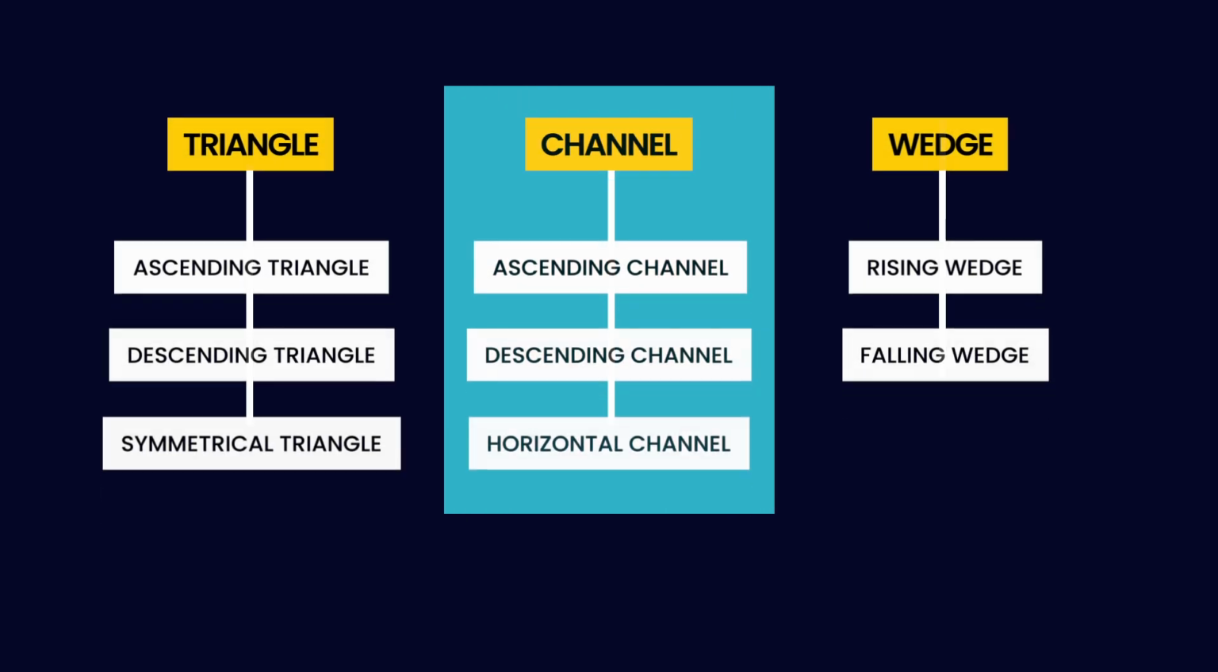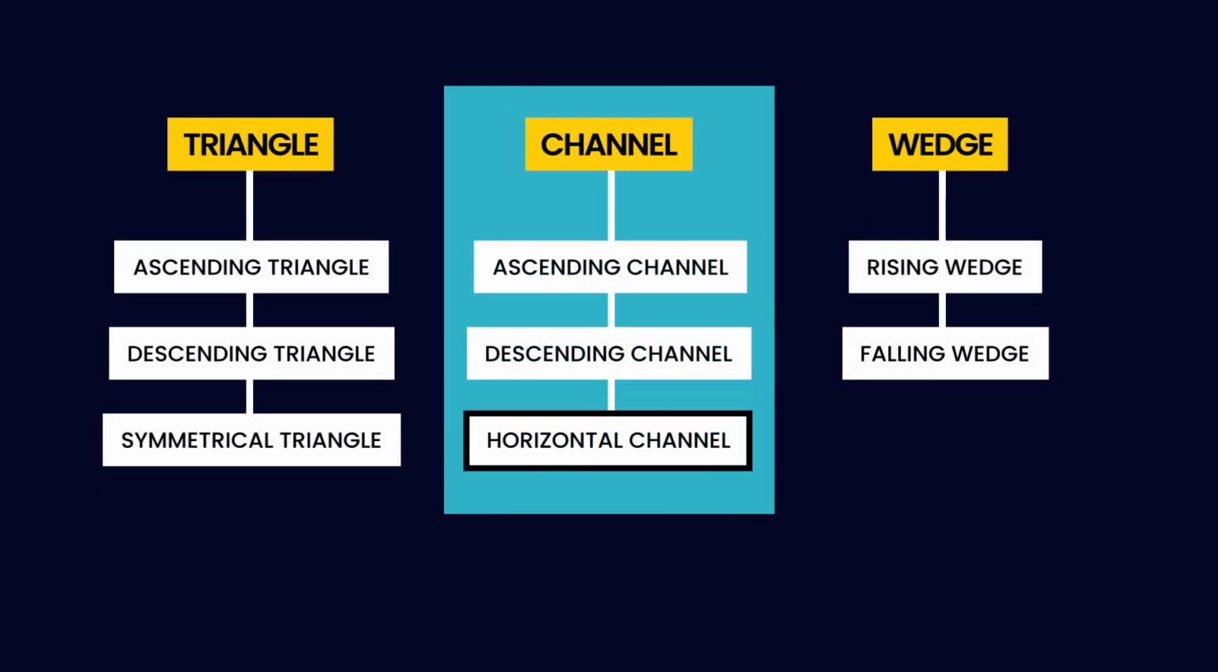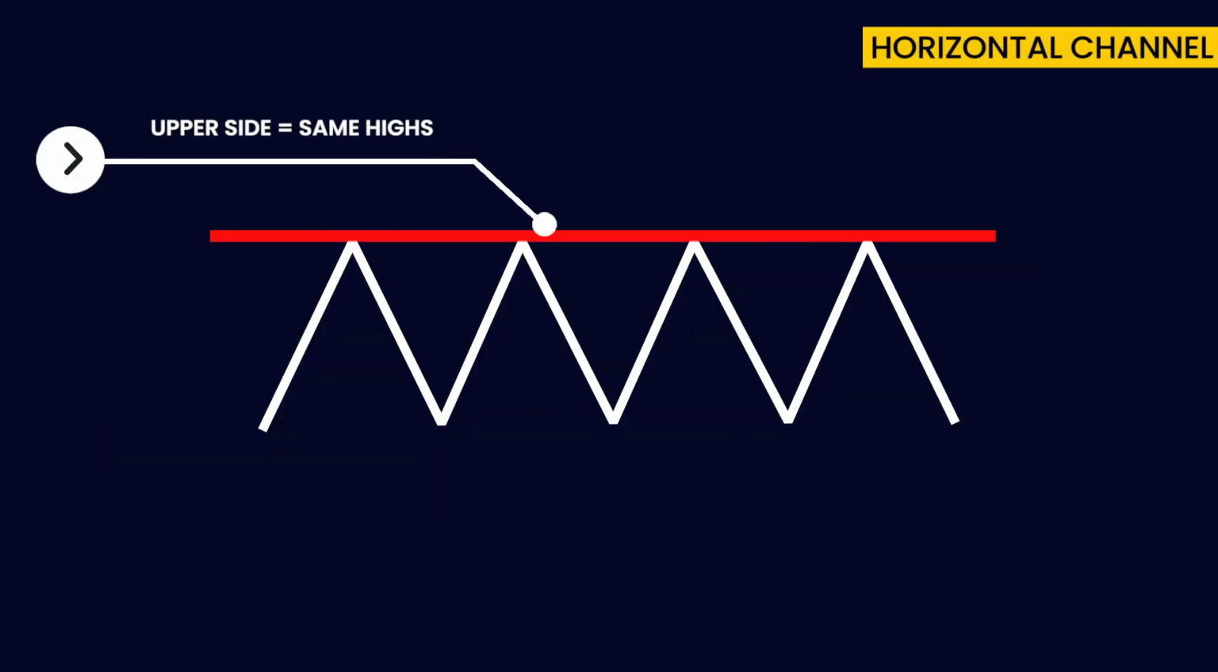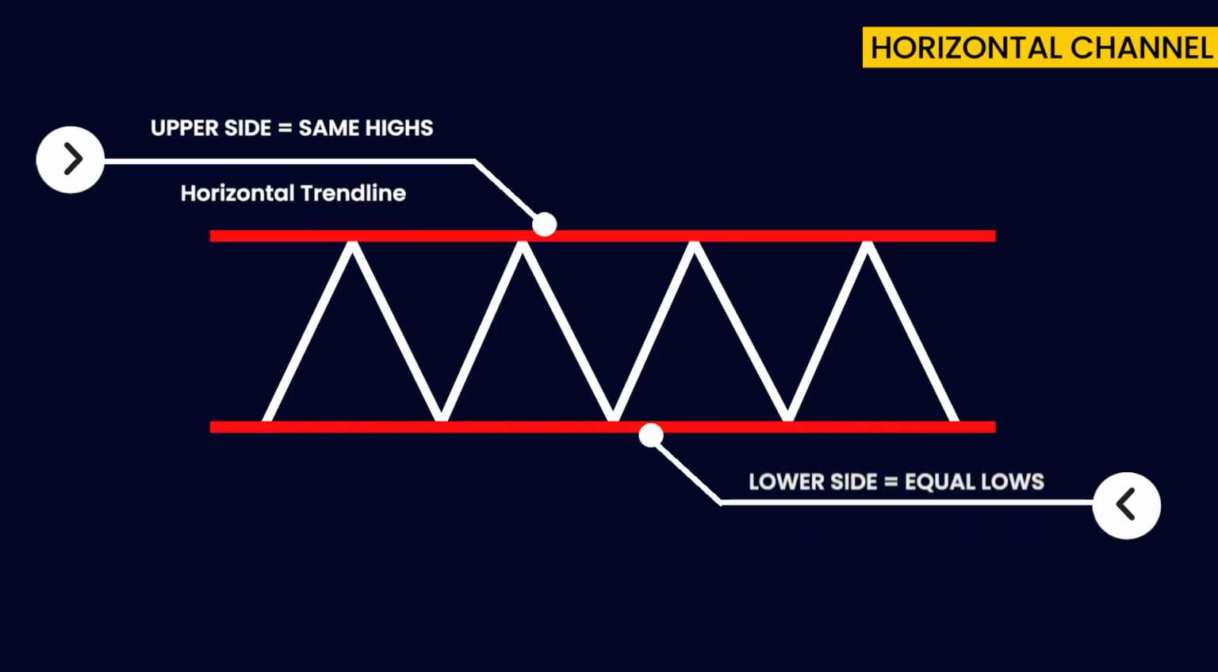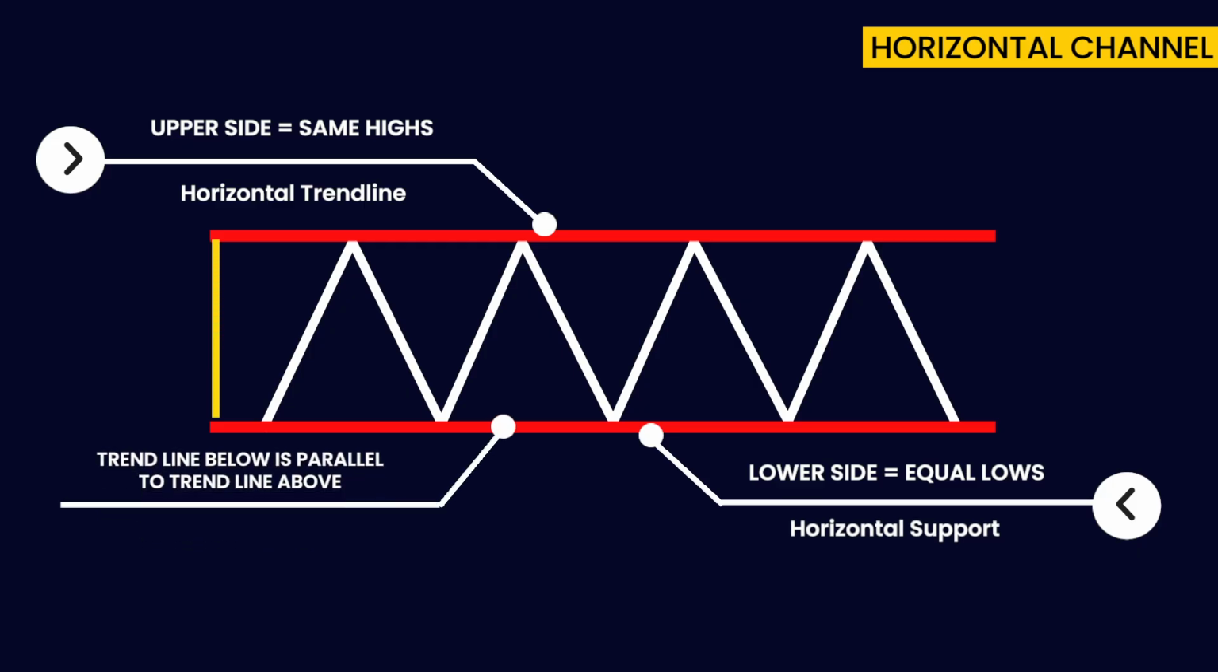Then we have the horizontal channel. The top stays at consistent highs, creating a horizontal resistance zone. The bottom maintains the same lows, forming a horizontal support line. These two boundaries are parallel and flat. This setup can occur in both rising and falling markets.